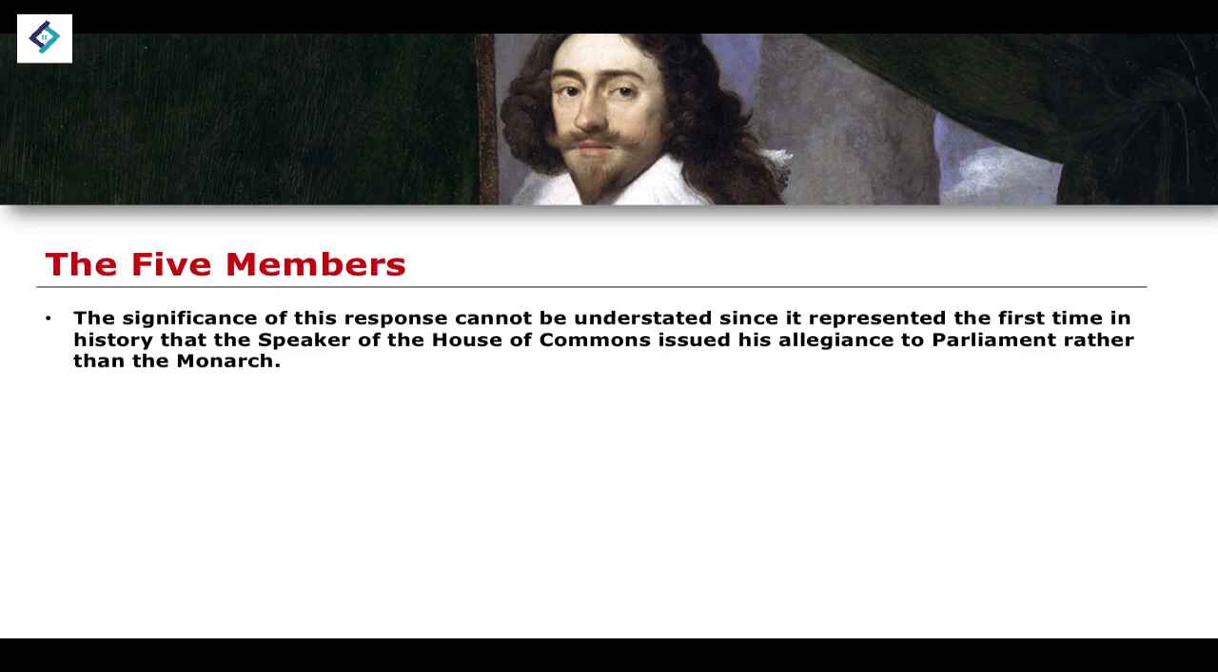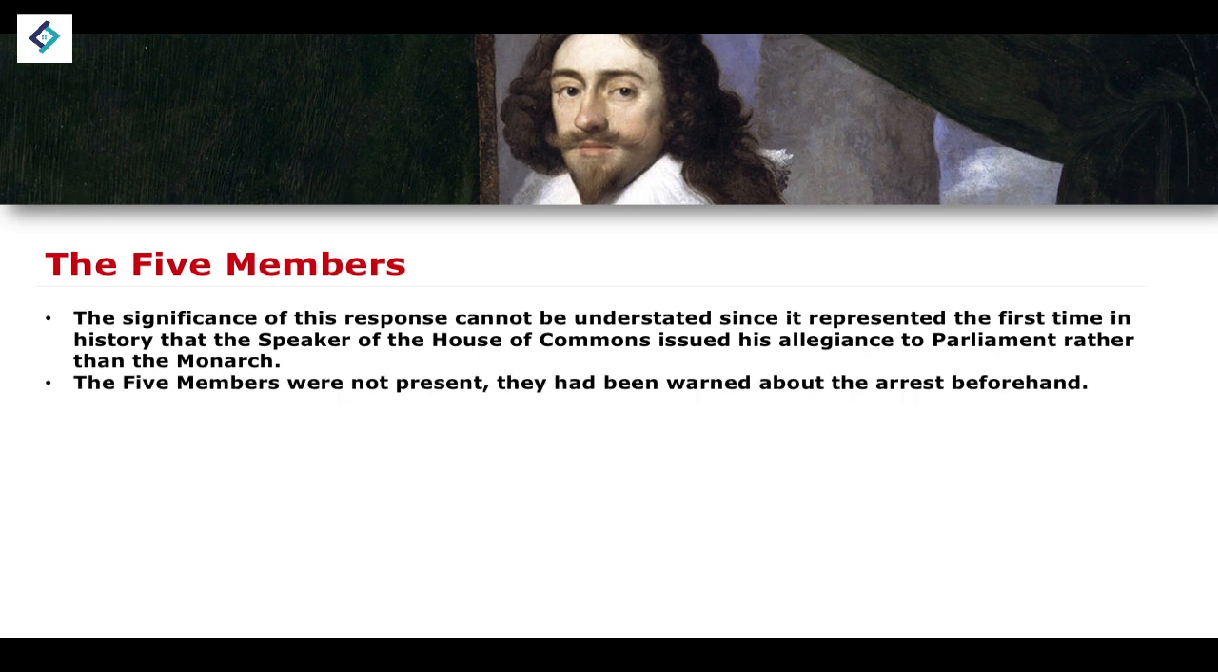He is essentially saying, I cannot tell you where these people are, where the 5 members are, because I am a servant of the House of Commons. I am not a servant of you. And this marks a significant detachment from where the Speaker normally aligned. Since then, the House of Commons Speaker has always been somebody who is representative of a member who is protective of the House of Commons.